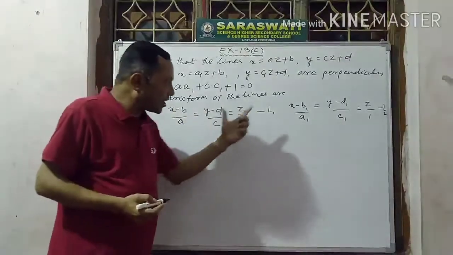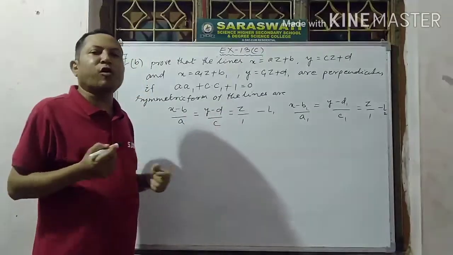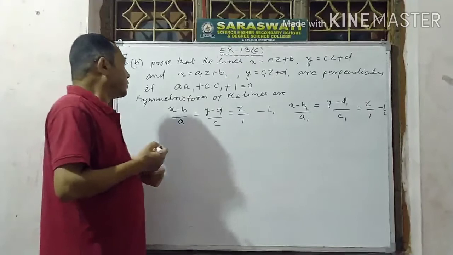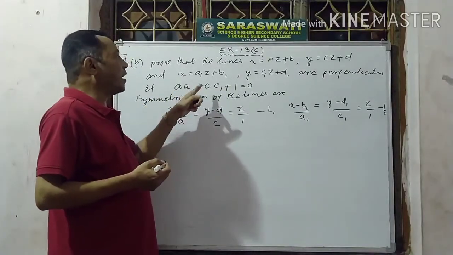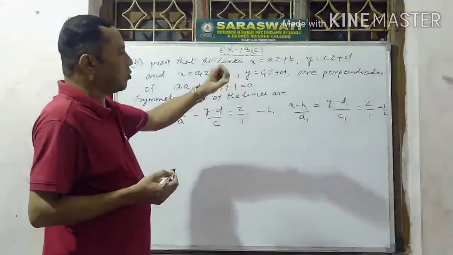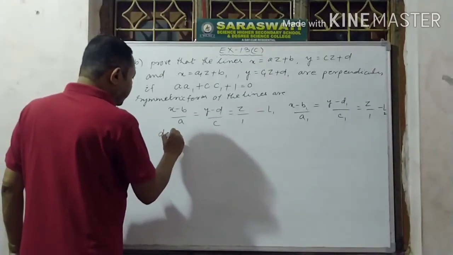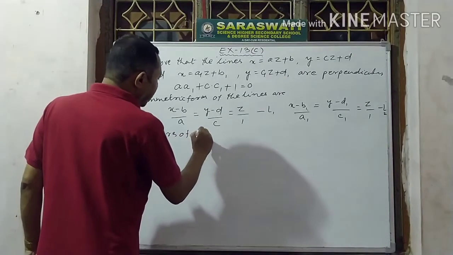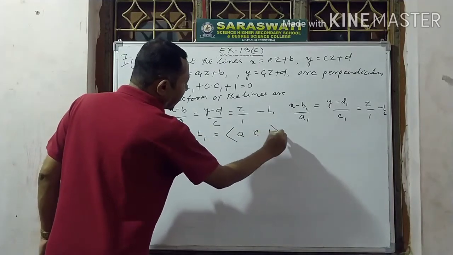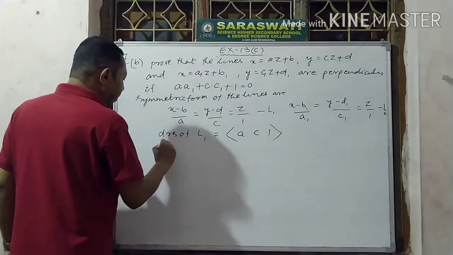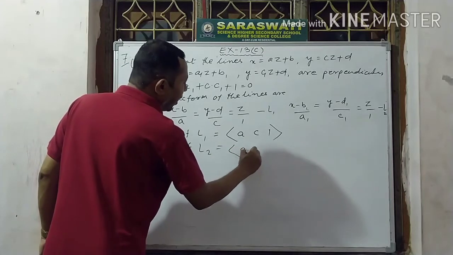So if two lines are perpendicular, using the perpendicularity condition we can show that a a1 + c c1 + 1 is equal to 0. So the DRs of line L1 are a, c, 1, and the DRs of L2 are a1, c1, 1.